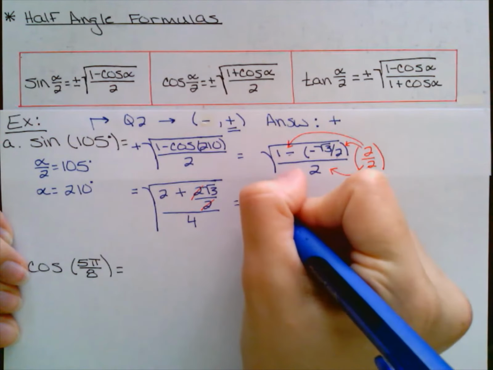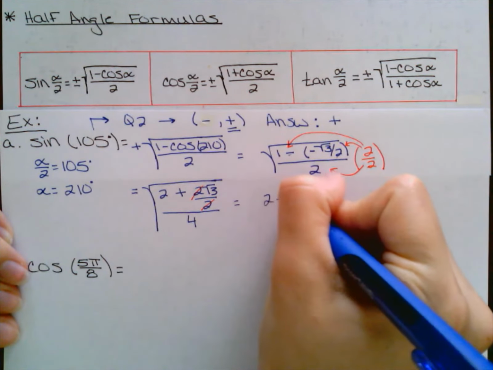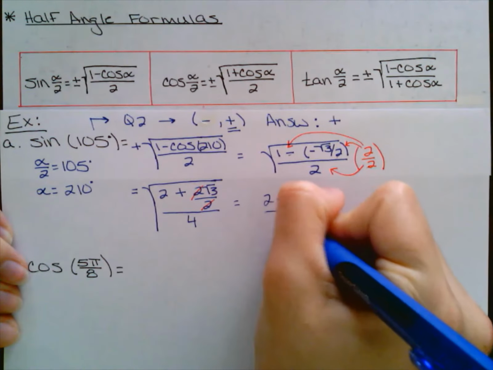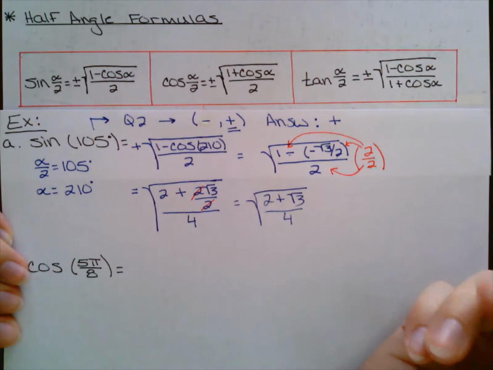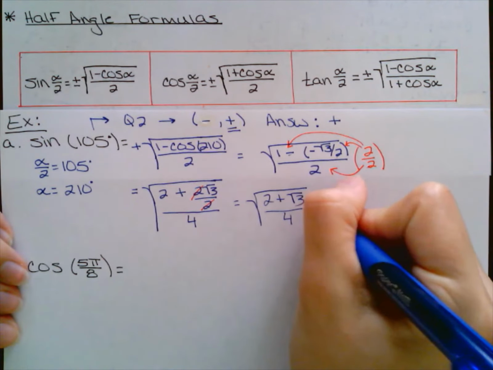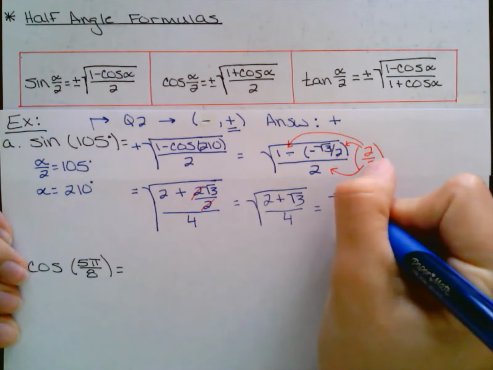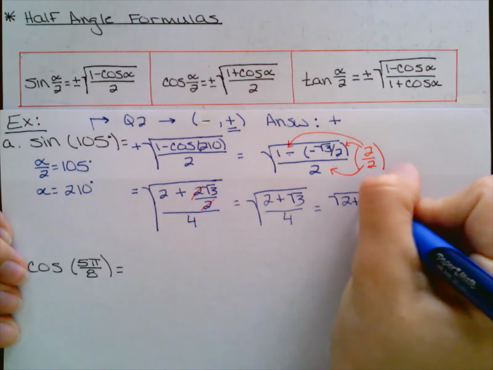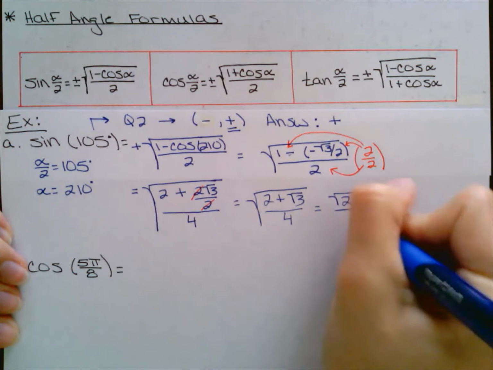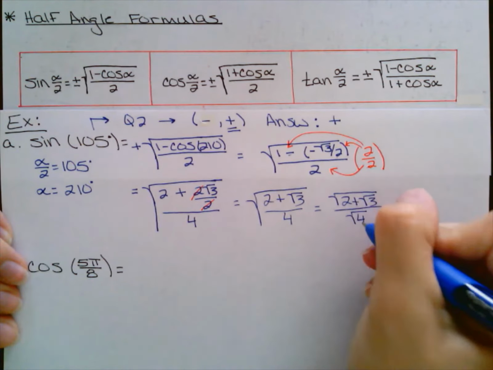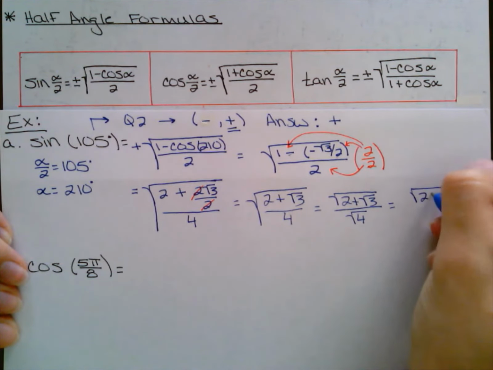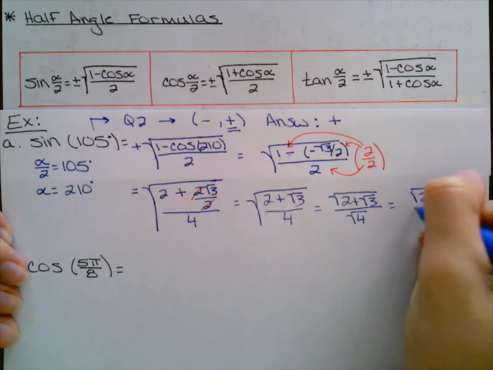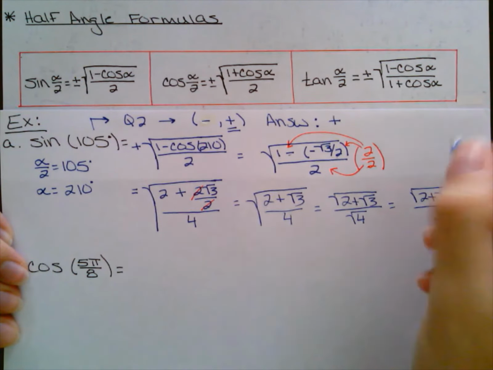Okay? So I have 2 plus radical 3 over 4, all inside of a radical. Okay? Now, remember that radicals can be split with numerators and denominators. And then I can say that the square root of 4 is just 2. Okay, and that is my answer.